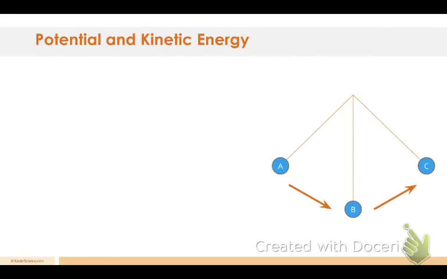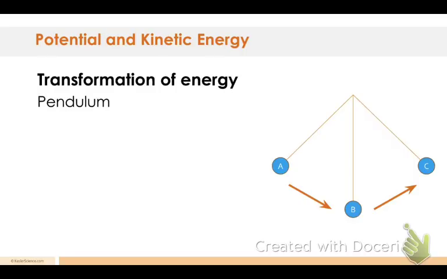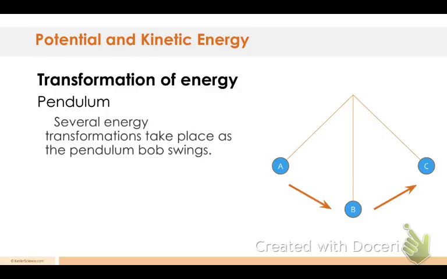All right. This is now the second page. This is a transformation of energy, and we have a pendulum. A pendulum is like a ball that swings back and forth, or a bob, they call it. So several energy transformations take place as the pendulum bob swings. So at point A, the potential energy is at a maximum because it's at the highest point that it would go. The kinetic energy is at a minimum because, again, there's a split second where it's not moving because it has gone to its greatest height and it's going to get ready to swing back downward.